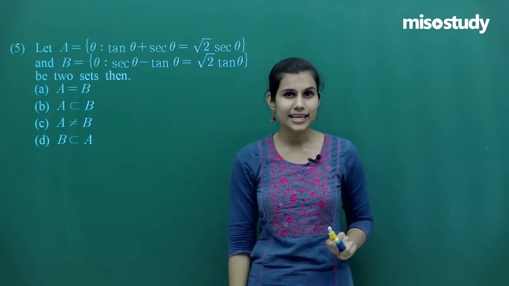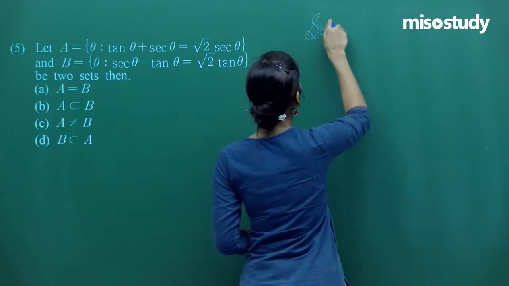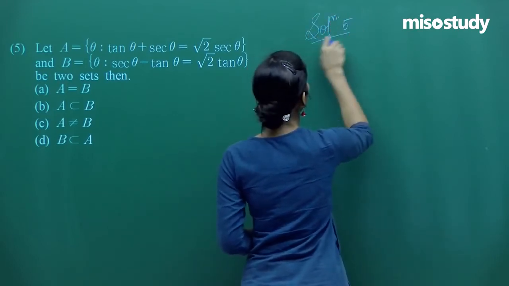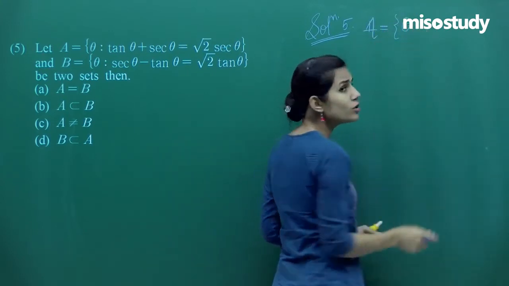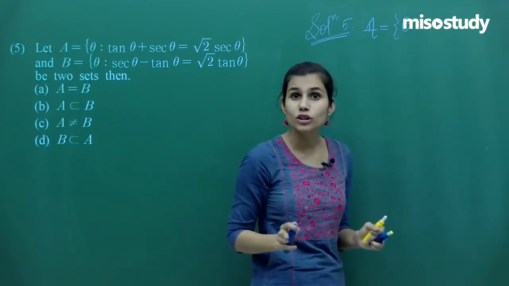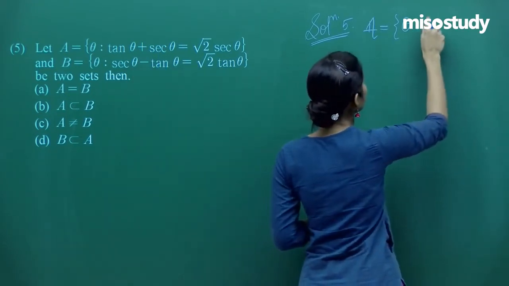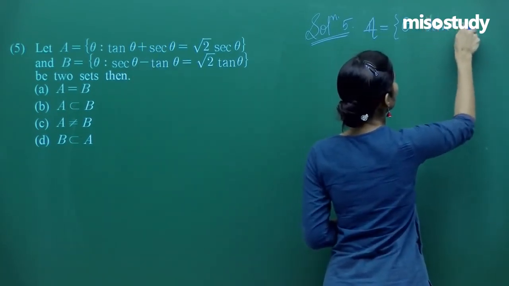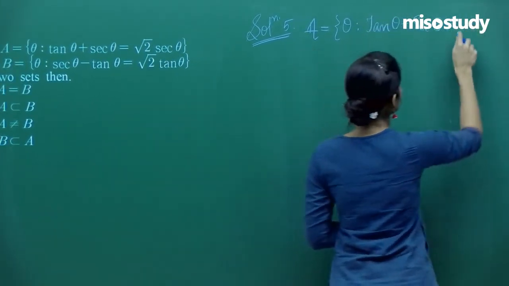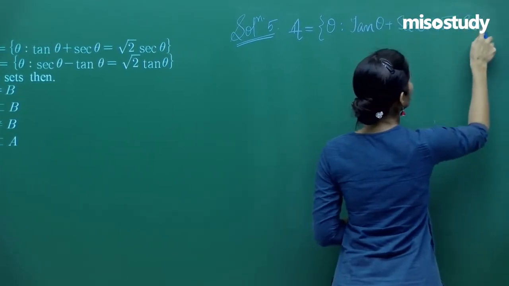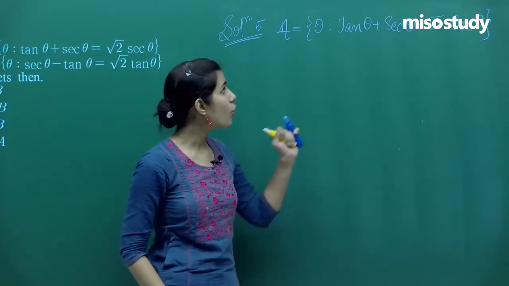Let me start with set A and decode what actually set A is. I am given my set A to be equal to all those thetas, all those angles, all those arguments such that tan theta plus sec theta is root 2 sec theta. Let us have a particular theta belonging to set A.